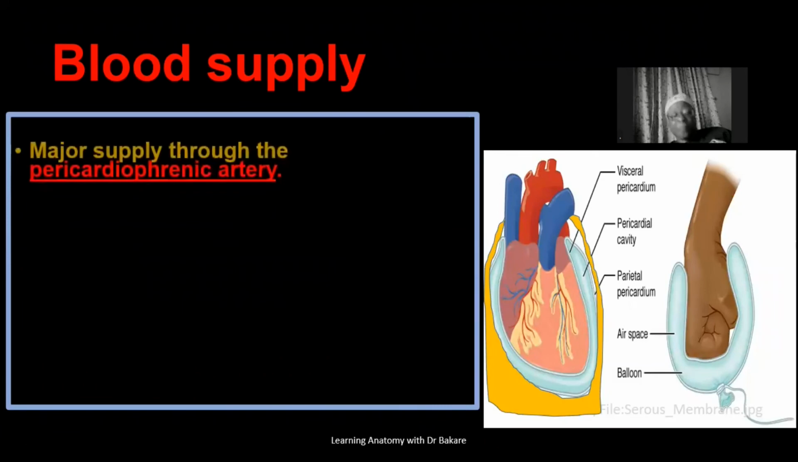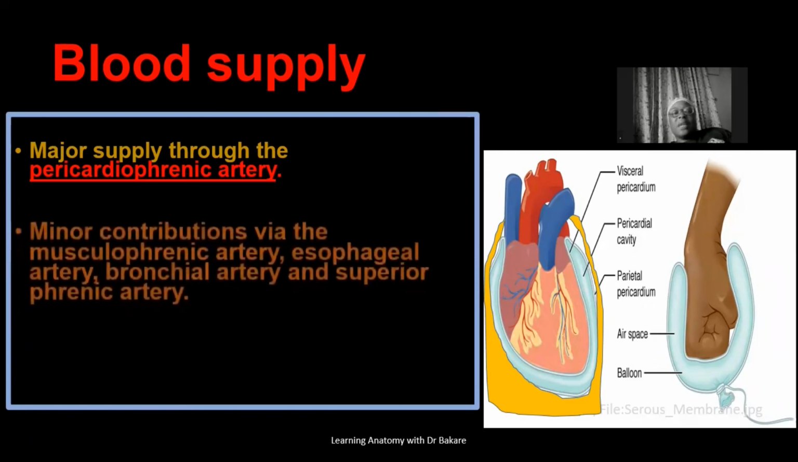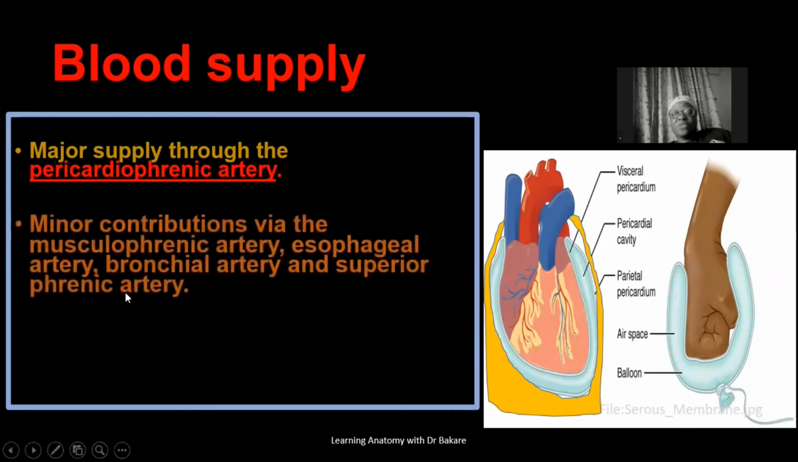The pericardium is supplied by the pericardiophrenic artery. We already established this. The pericardiophrenic artery is a branch of the internal thoracic artery, which is a branch from the subclavian. Then we also have minor contributions from the musculophrenic artery. The musculophrenic artery is one of the terminal branches of the internal thoracic artery. We have the esophageal artery, the bronchial artery, and the superior phrenic artery. These three arteries are branches from the thoracic aorta. They also give minor supply to the pericardium.